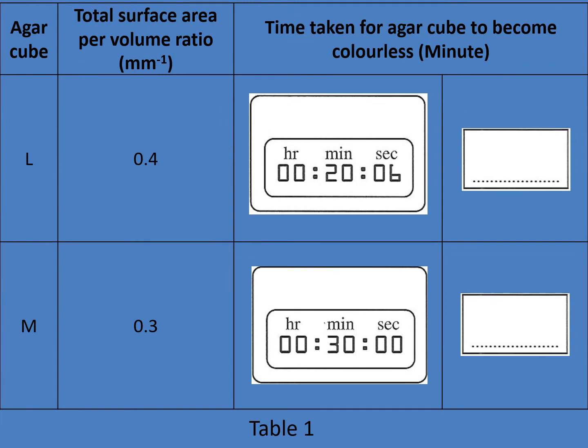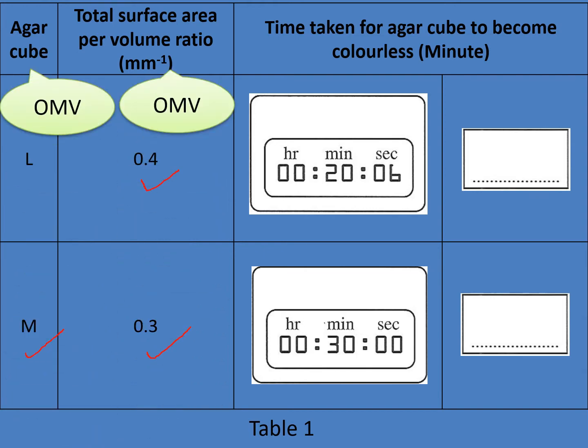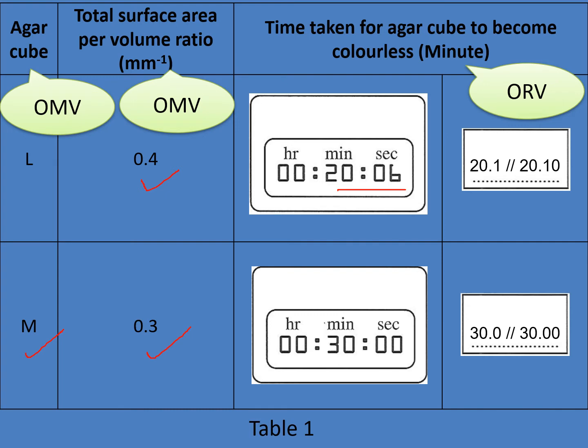Next, agar cube L, the surface area is 0.4. If agar cube M, the total surface area per volume ratio is 0.3. Okay, same also operating manipulated variables and operating responding variable. The reading is 20.1, okay, change in minutes. This one is 30 minutes, okay, this one easy, okay.